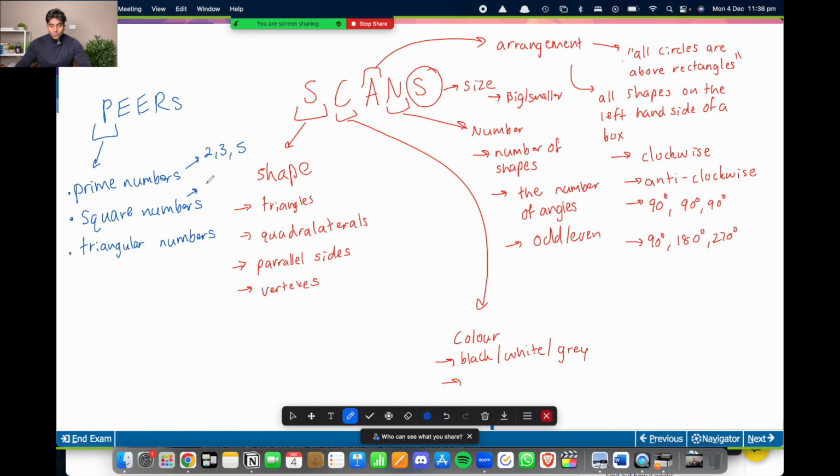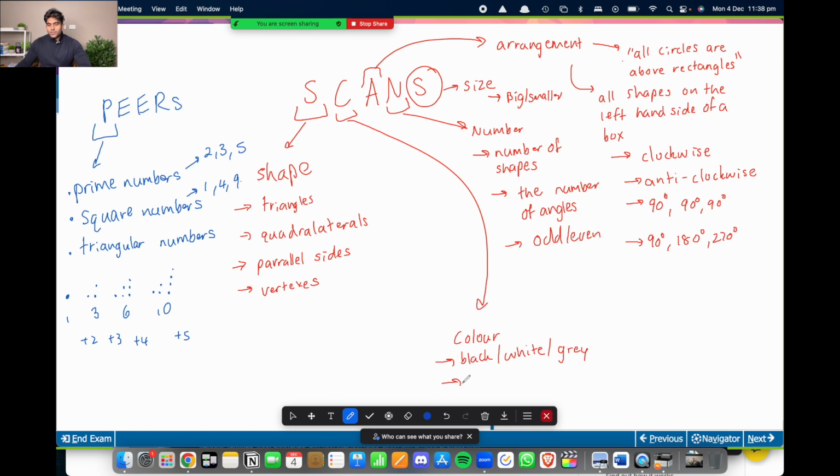So square numbers are like 1 squared, which is 1. So 1 times 1, which is 1. 2 times 2, which is 4. 3 times 3, which is 9. And so on and so on. Triangular numbers look like triangles when you lay them out. So you have 1, 3, 6, 10, and they can go on as well. So generally you're adding 2, then adding 3, adding 4, adding 5 next. And you just want to know these very common patterns.